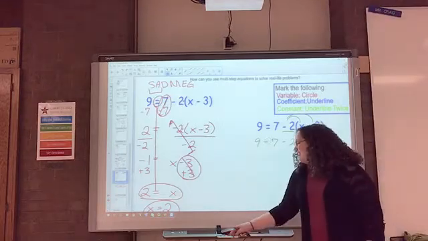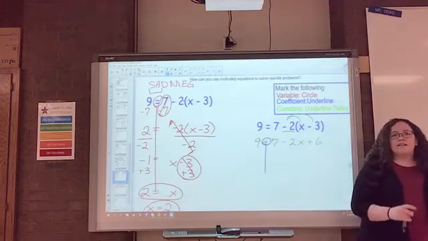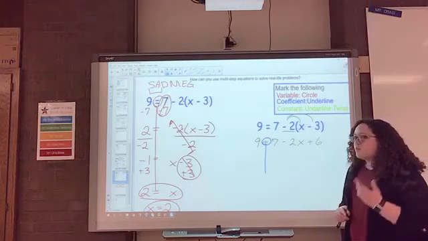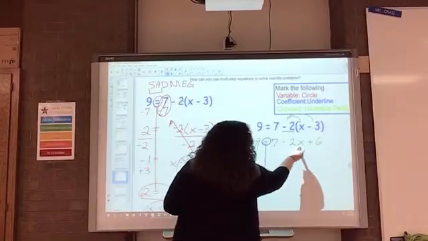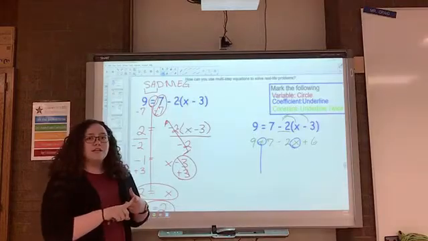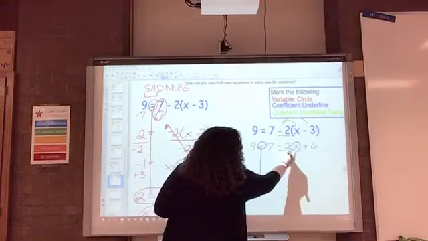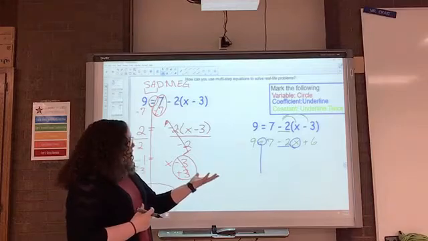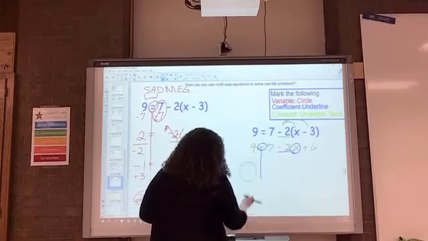The next part is we're going to have to identify all of our terms. This is the part where we're going to identify our coefficients, our constants, and our variables. What is our variable? X, because it's the only letter that we have. Now remember, the coefficient is the part that is touching the variable. In this case, it is our -2. And then the two constants, what do we have to do for them? Simplify! We're not done simplifying.